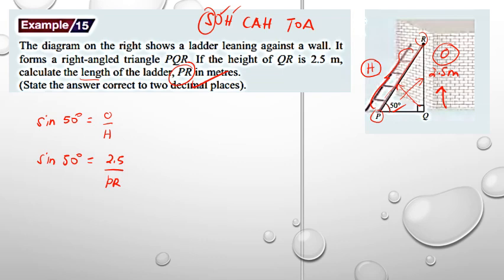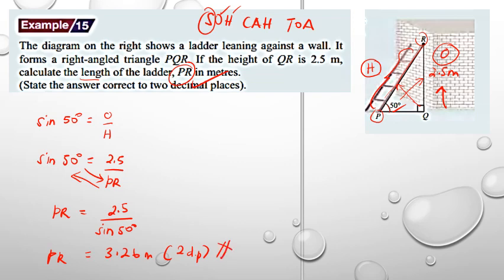Okay, so to find this PR, you can exchange the quantity here. PR you write as the subject. So 2.5 divided by sine 50 degrees. You can use calculator, and you will get the length of PR equals 3.26 meter. Remember, the question asks you to state the answer correct to 2 decimal places. So this is the answer.